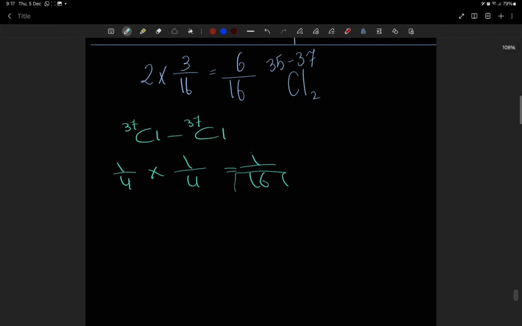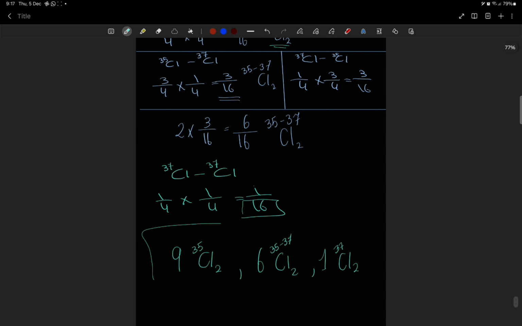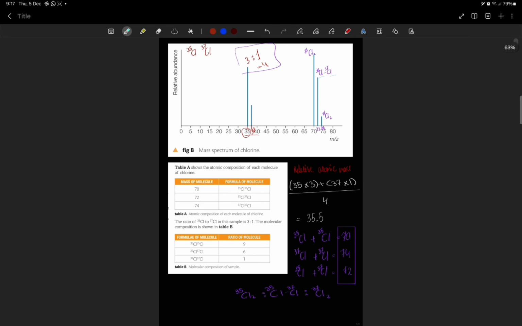So I have 16 chances. 9 of them I'll find a Cl molecule formed of 35 and 35. 6 of those chances I'll get Cl-35 and Cl-37 together, no matter the combination. And 1 out of those 16 times I'll get a molecule formed of 37 and 37. So that's it. That's what's explained in the book, and that's how some questions will come. That's the whole thing. This is for diatomic elements. It might be different for other ones, but I think that's all they showed so far.